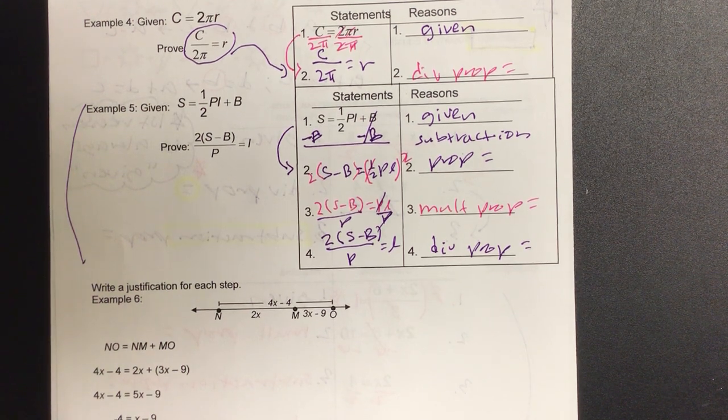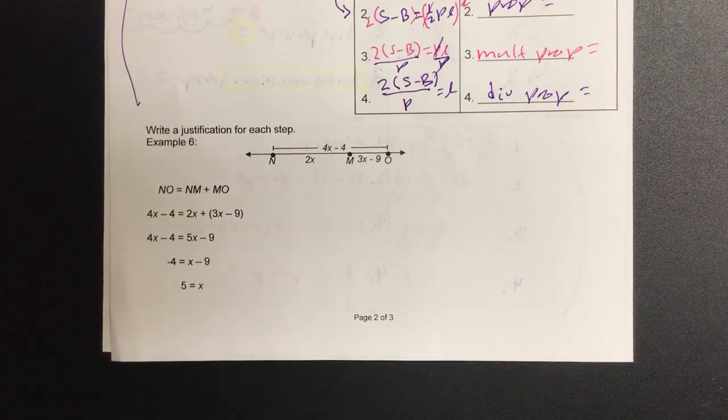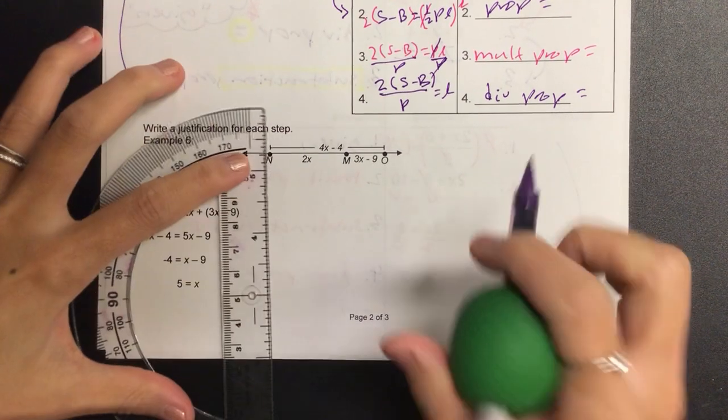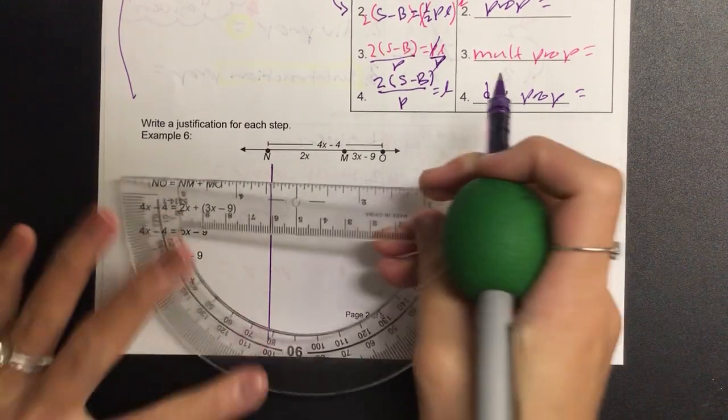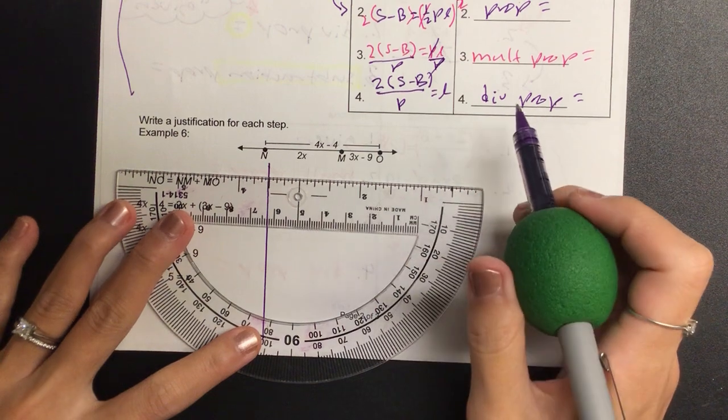All right. Okay, let's do example number 6. Okay, on number 6, we're missing the columns. So let's go ahead and make them. I have a ruler. You guys have an ID badge, right? I know. Those ID badges are so useful.